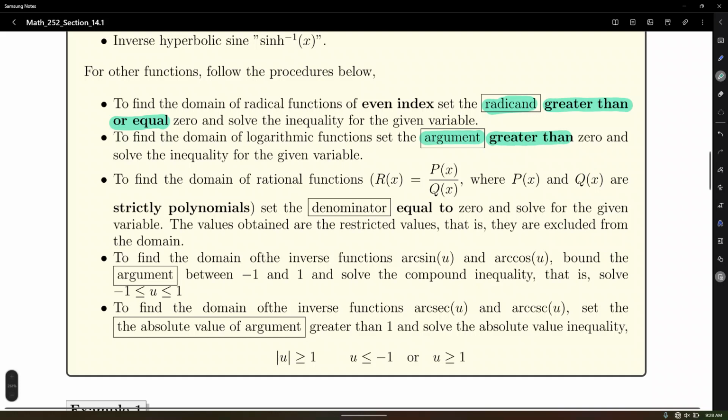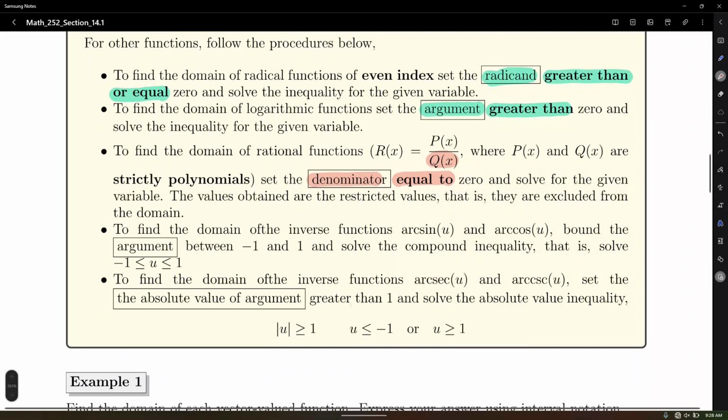When we have a rational function that is strictly polynomial over polynomial, the red flags for these functions are the values that make the denominator equal to 0. That is, we set the denominator equal to 0 and solve that equation for the given variable. Those answers we get for that equation will be the restricted values. All right?